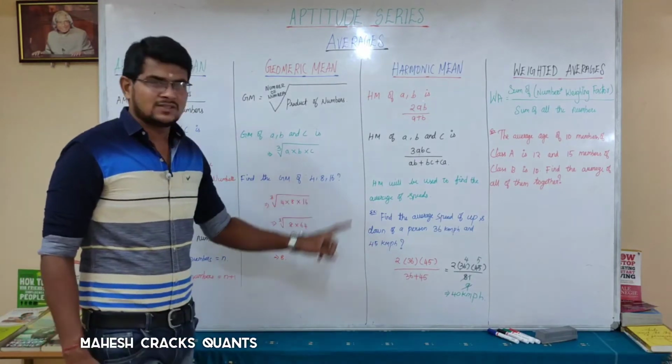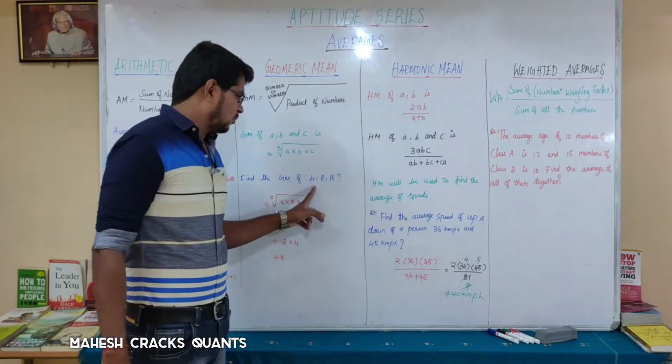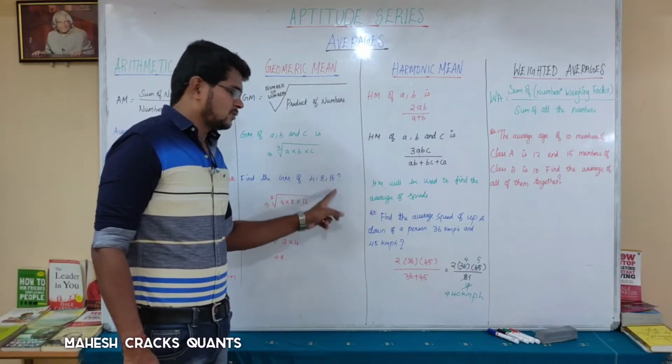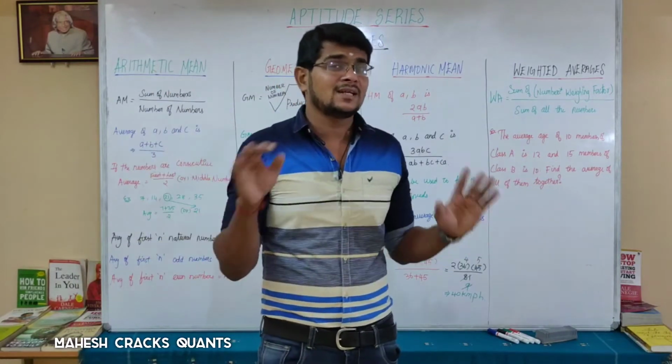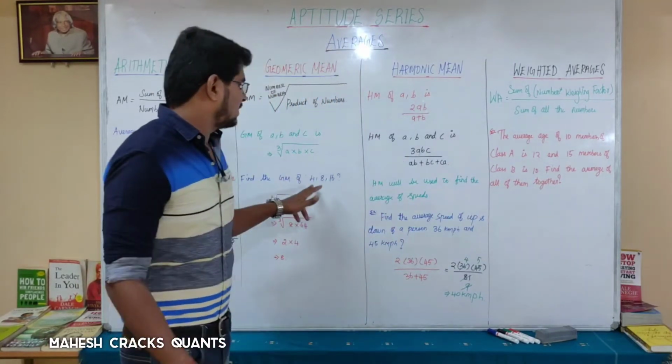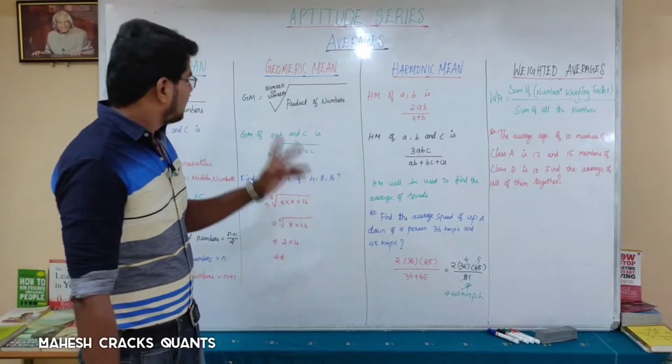This is in geometric progression, because 4 into 2 is 8, 8 into 2 is 16, 16 into 2 is 32. If a number series goes like that, that is a geometric series. If the numbers are in geometric series, the middle number itself is the geometric mean, and we'll check.